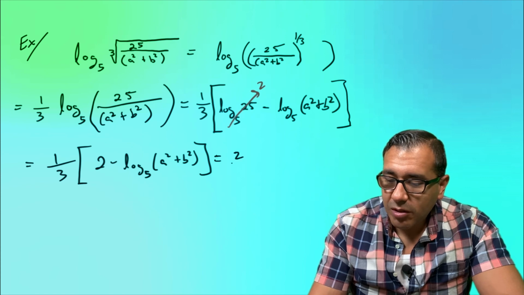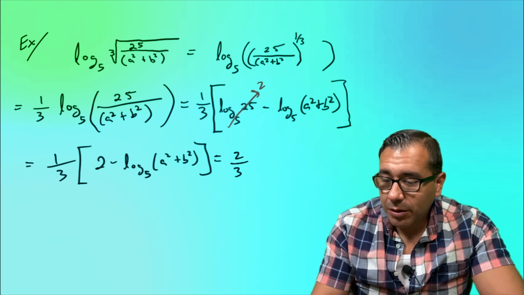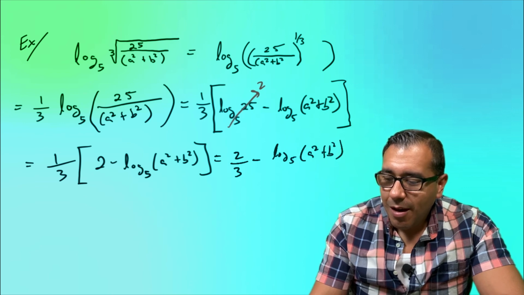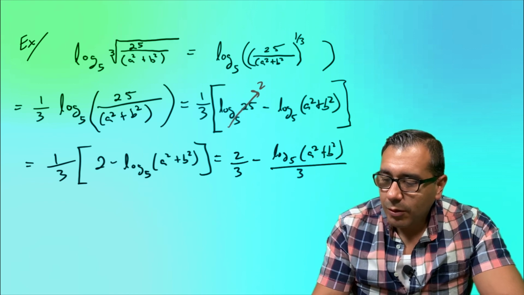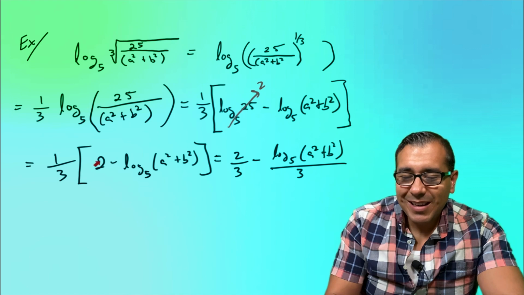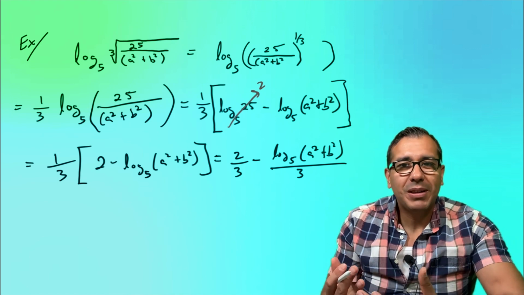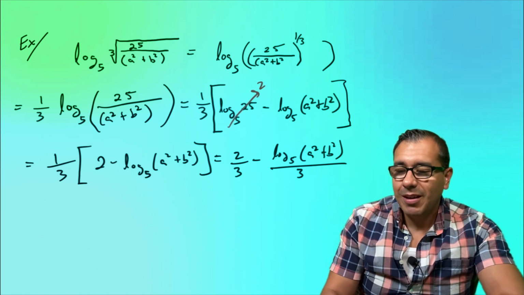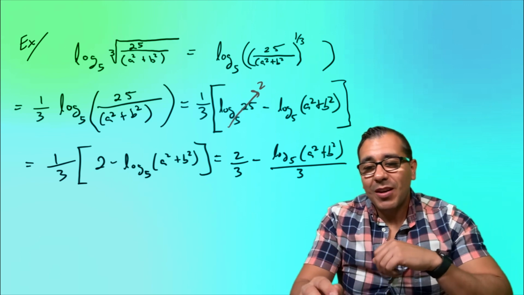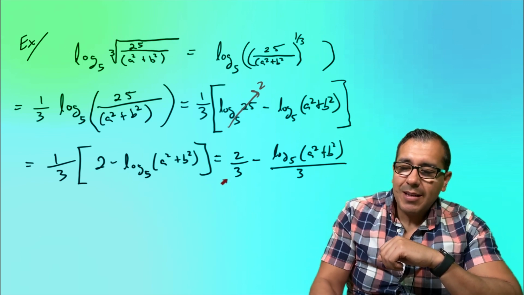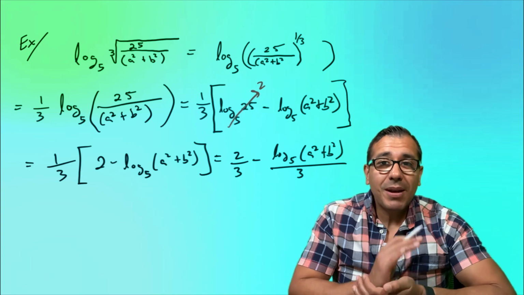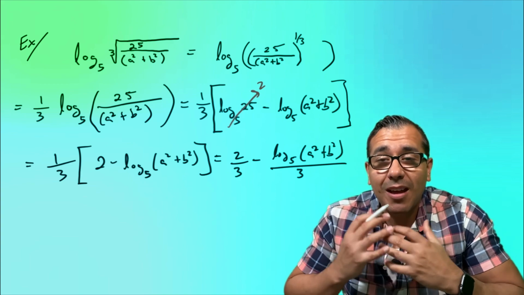So we're left with 2/3 minus log base 5 of a squared plus b squared, all over 3. So again, let me write that 3 one more time. All I did is divide each one of those by 3, because it's the same thing as multiplying by 1/3. And there you have it, folks. So this ugly problem, it's not so bad when we take it step by step and we actually understand logs.